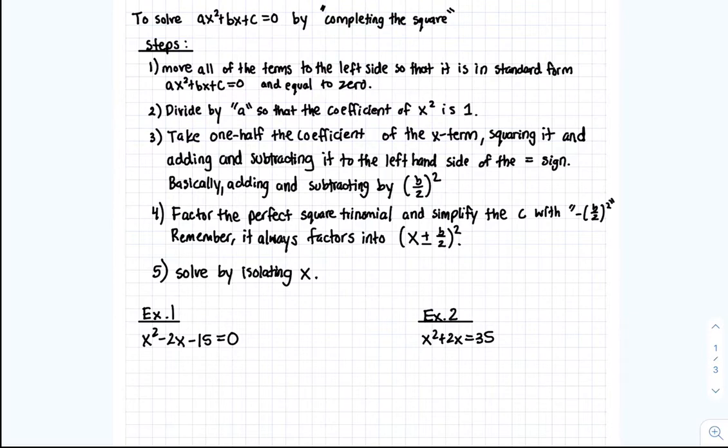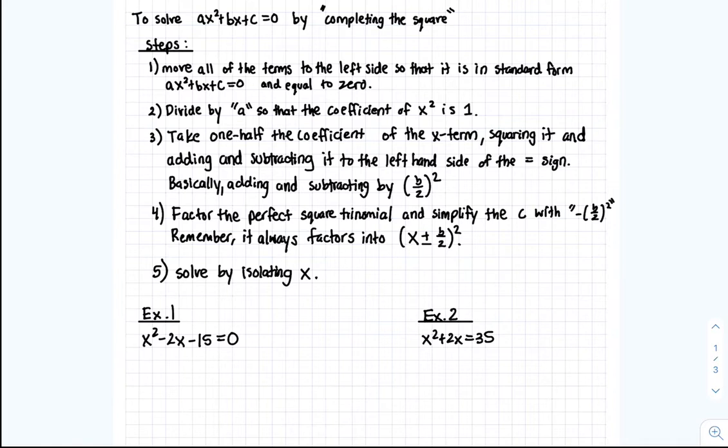When I'm solving example 1, step 1 says move all the terms to the left side so that it is in standard form and equal to 0. When I look at example 1, it's already equal to 0 and everything's on the left-hand side, right? Step 2 says divide by a so that the coefficient of x squared is 1. When you look at example 1, the coefficient of x squared is already 1. So we're already done with step 2.